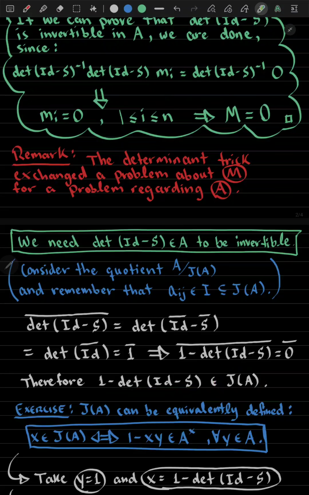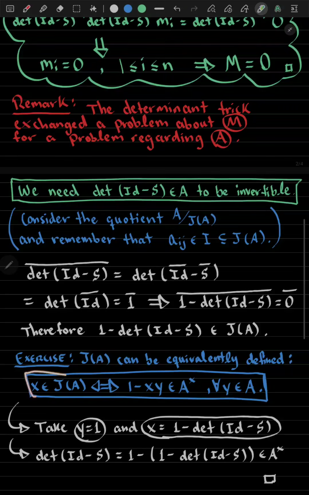And I'll leave it as an exercise to show that the Jacobson radical of A can be equivalently defined using what's in this blue box here. And using what's in this blue box, if we take y equals 1 and x equals 1 minus this determinant, then we immediately have what we wanted, that this is invertible in A. And we're finished.